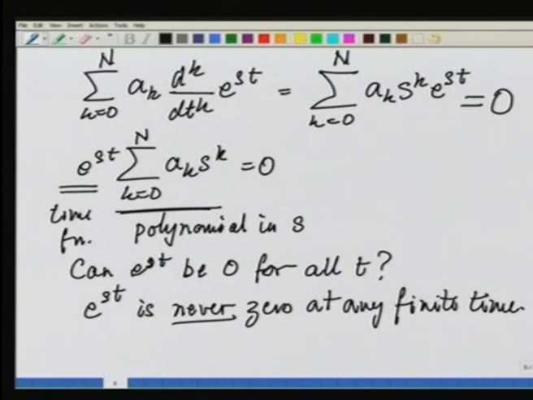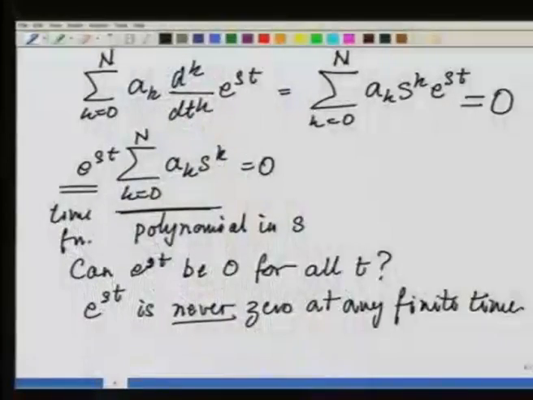Now, why is this important for us? It is important for us because, going back to our solution of the homogeneous equation, we are trying to find a solution to the homogeneous equation, and we had two factors, the time function and the polynomial in S. We were trying to see which of these could be responsible for the entire expression evaluating to 0.